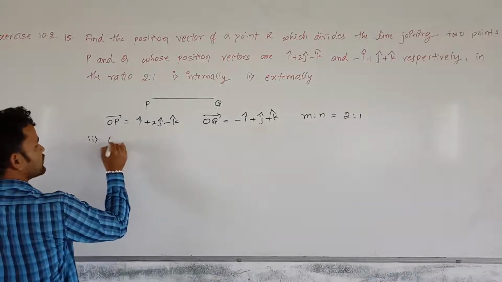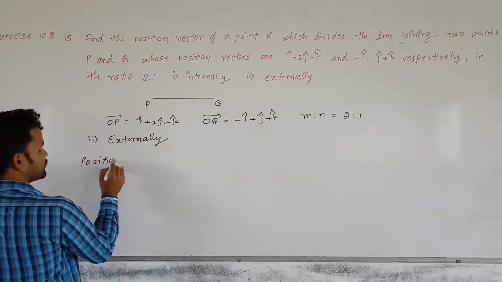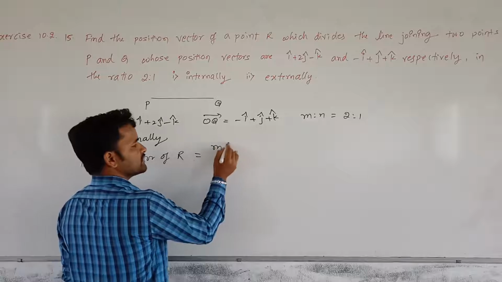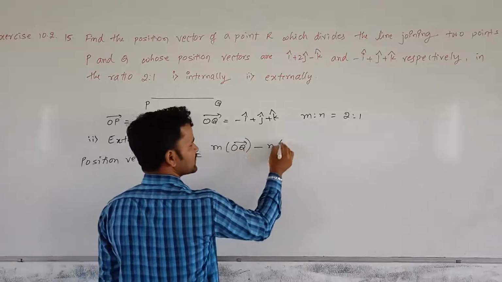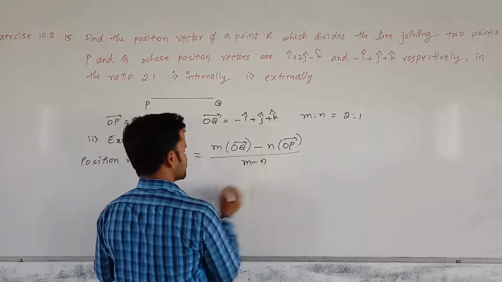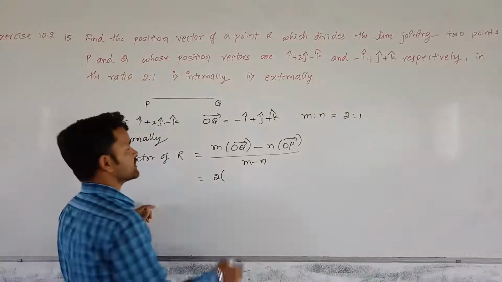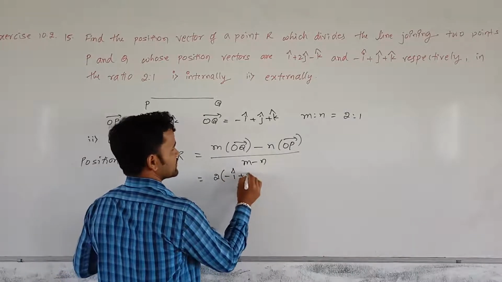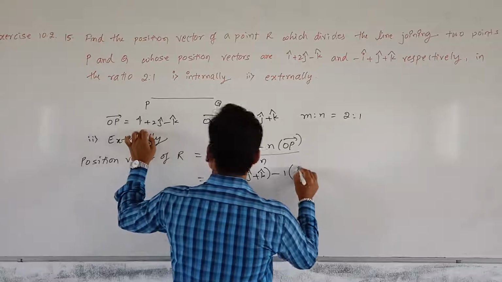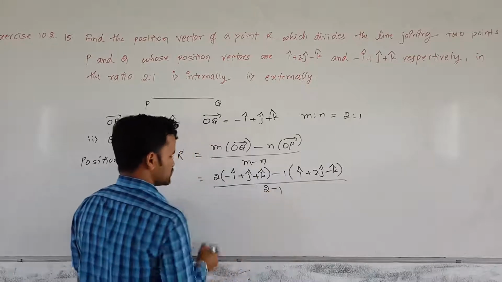Second case, when R divides PQ externally, what is the position vector of the point R? Position vector of point R is equal to m into position vector of second point minus n into position vector of first point, divided by m minus n, like this. Now substitute, m is 2, OQ is the position vector of the second point. It is given as minus i plus j plus k, minus n is 1, OP is i plus 2j minus k, divided by m minus n, means 2 minus 1.